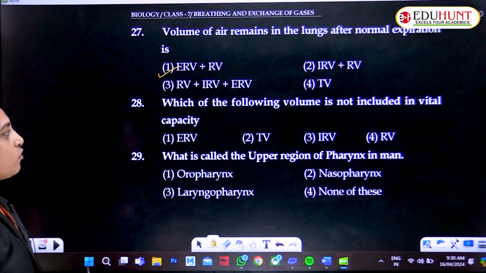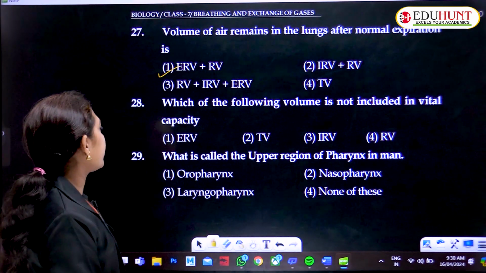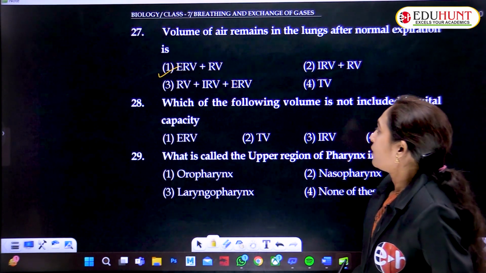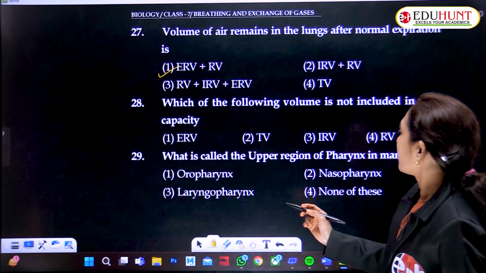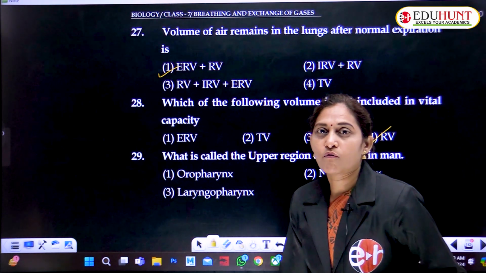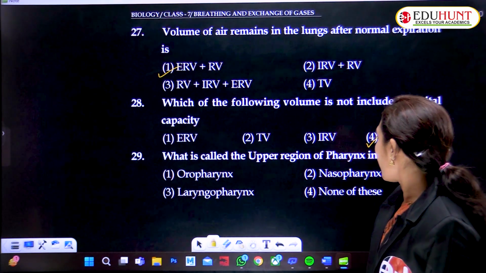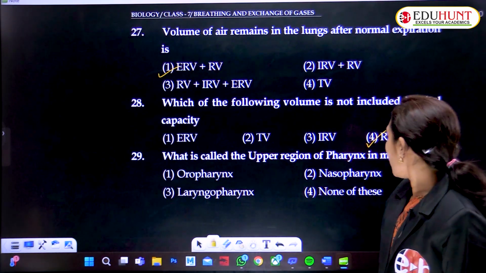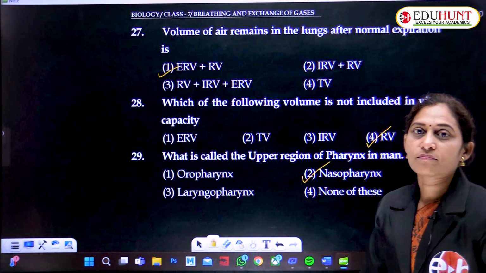Which of the following volumes is not included in vital capacity? This is RV. Residual volume is not included in the vital capacity. What is called the upper region of the pharynx in a human being? Upper region of the pharynx is called the nasopharynx.